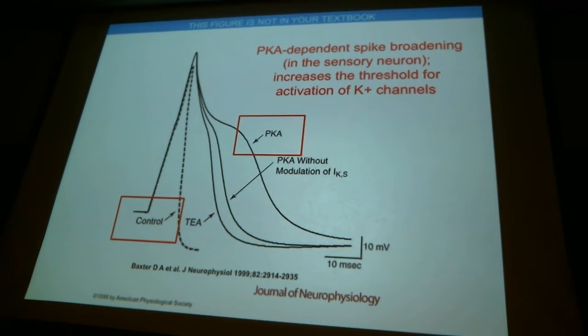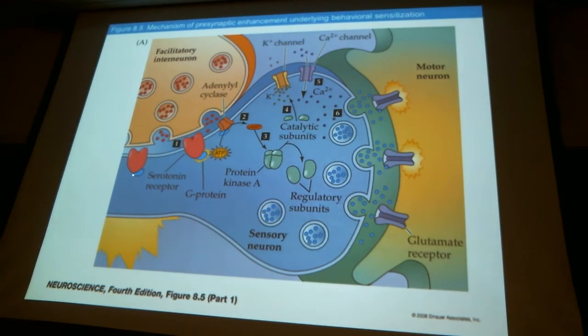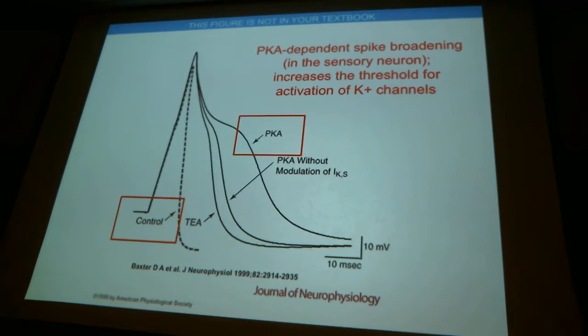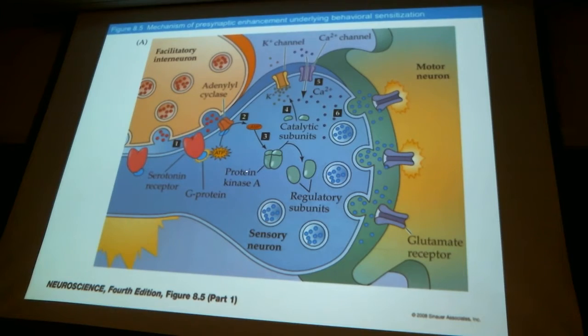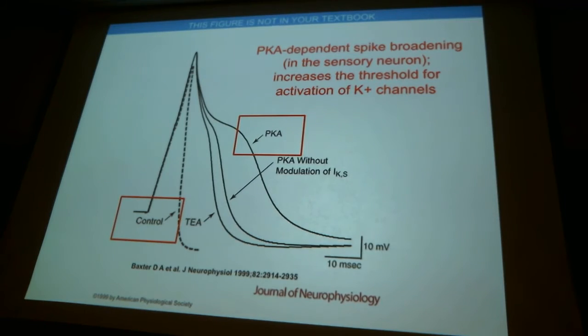So the effect on the potassium channel is shown here. Here's our control action potential. Modifying the potassium channel in the presynaptic terminal of the sensory neuron is going to have an effect on the action potential on the presynaptic side. Here's the control action potential, and if we have activation of PKA, the end effect is to basically inhibit those potassium channels. PKA creates a broadening of the action potential.